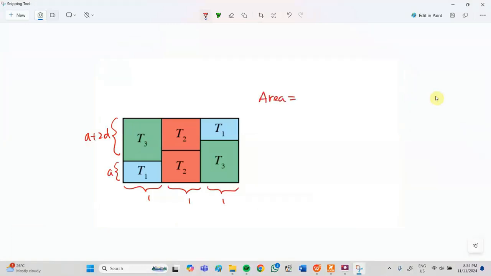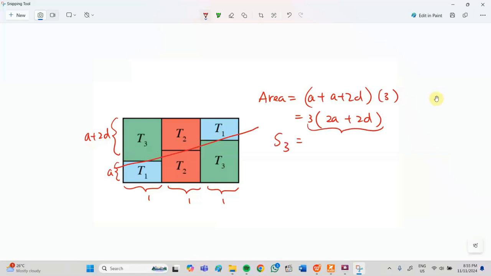If you are looking for the area, it will be the height of this, A plus 2D, multiplied by the length here, which is 3. So I'll get 2A plus 2D. And again, since we are only considering half of this, we only need half of this. Since S3 is T1 plus T2 plus T3, which is only half of this, we take this and divide it by 2. So you have 2A plus 2D over 2.